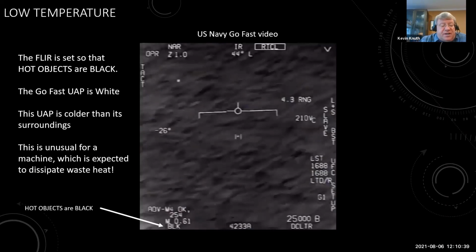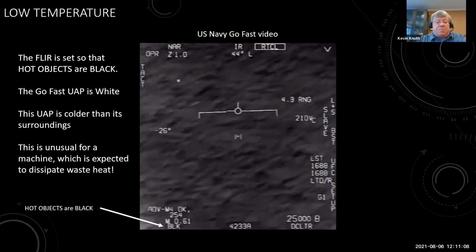However, what's interesting is if you look in the lower left corner, you'll see the letters BLK at the bottom. That means hot objects are black. This UAP is cold. It's white and it's cold. It's colder than the sea surface. So we've got a cold object that's basically cruising along the sea surface. So not a seagull. Seagulls are warm-blooded, warmer than the sea. This is a cold object, and it's not clear how that happens. And we find that in videos often.